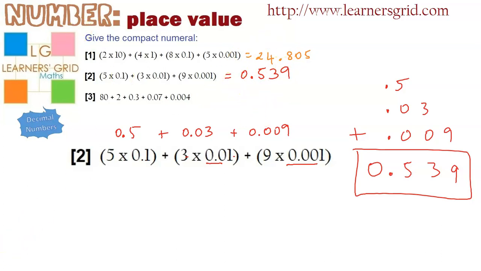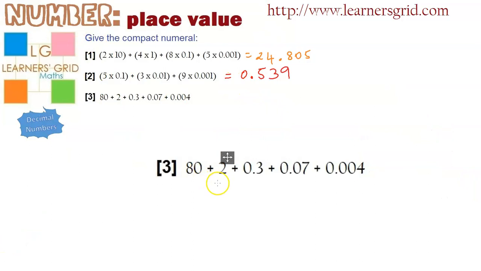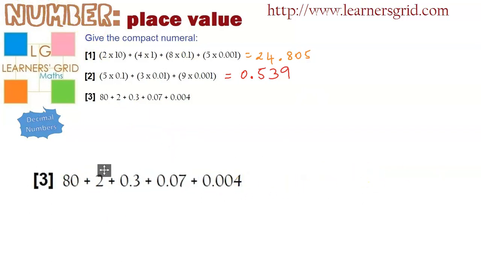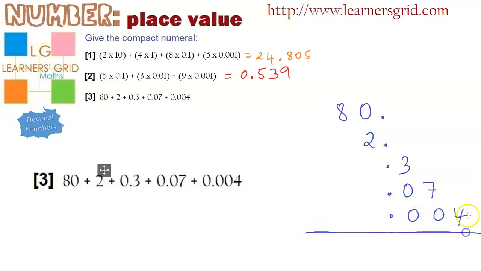Let's have a look at number 3. Okay, so this one already is a more simplified version. So all we really have to do is take these numbers and put them in columns and add them up. So first one is 80. Put my decimal point there. We've got 2. Decimal point goes there. 0.3. 0.07. And then 0.004. And you just add them up.